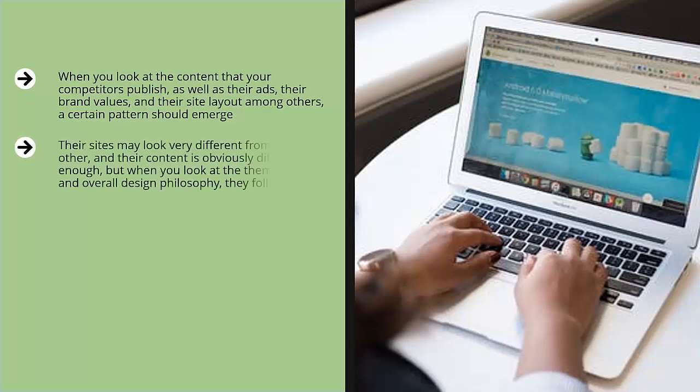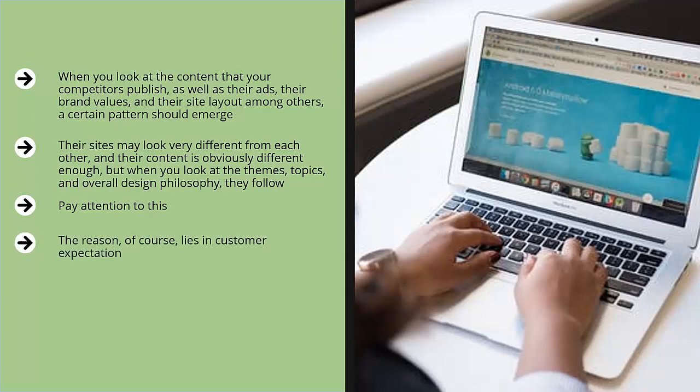Their sites may look very different from each other, and their content is obviously different enough. But when you look at the themes, topics, and overall design philosophy they follow, many of those sites actually share quite a bit of similarity. Pay attention to this. Use this as the industry standard of your high-ticket sales niche. How come? They wouldn't have that commonality if it didn't work at some level or another. There's a reason why photography services, legal services, certain types of medical specialties share similar design and content patterns.